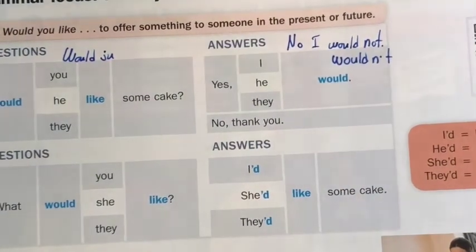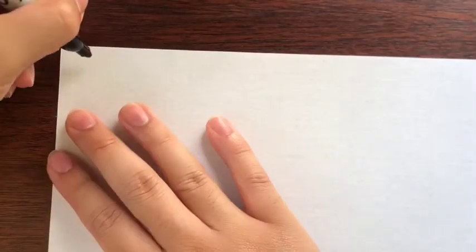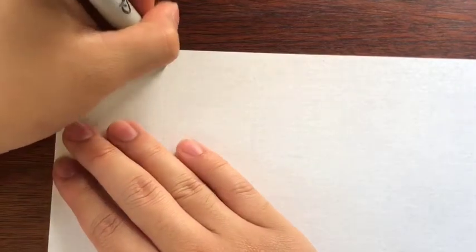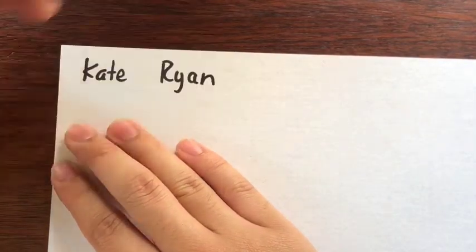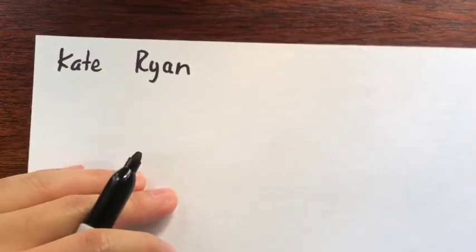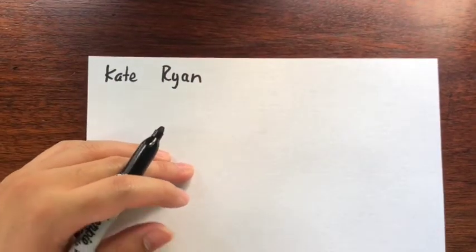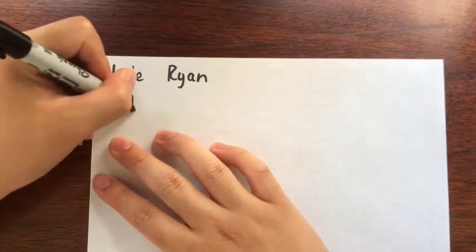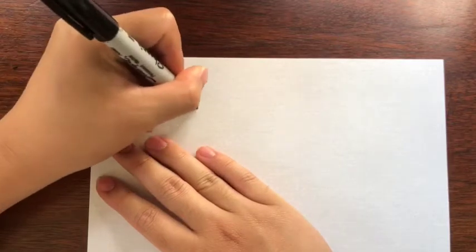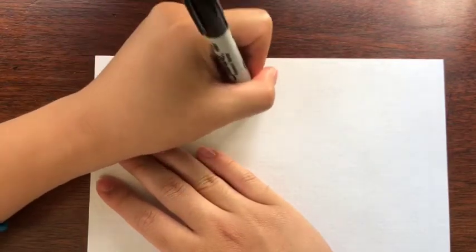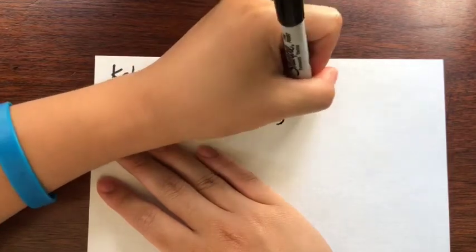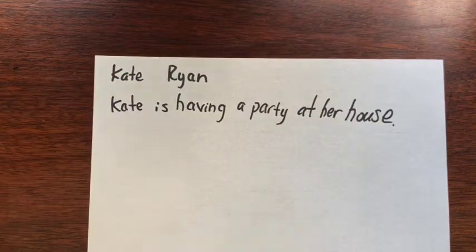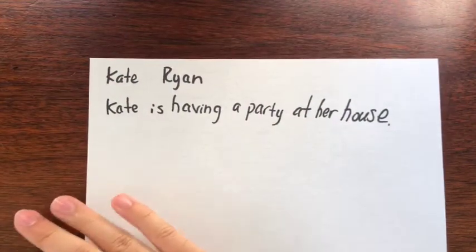So let's get some practice. Let's say we have two people. One is Kate, and the other person is Ryan. Let's say we're at Kate's house. Kate is having a party at her house.